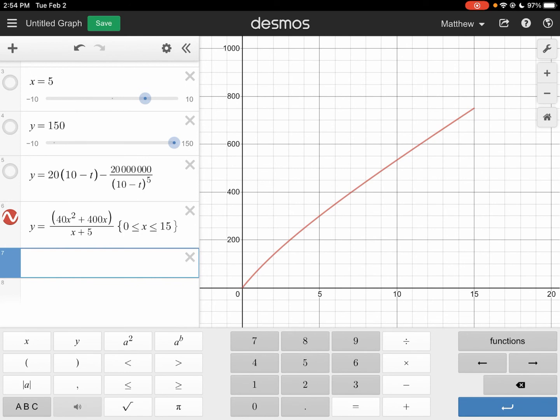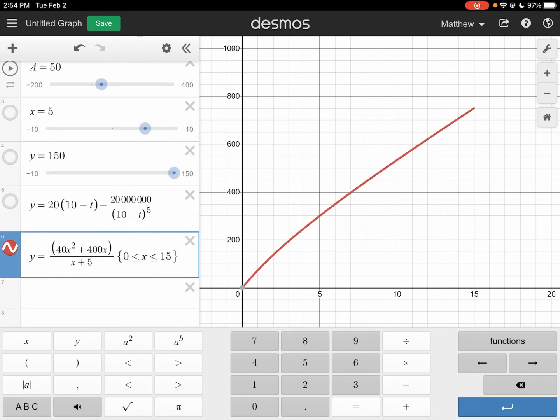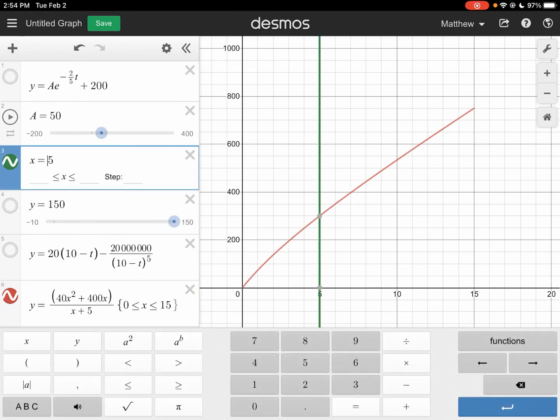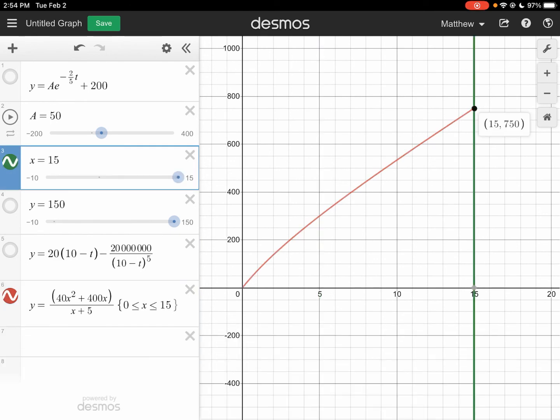But let's find out what, let me graph now x equals 15, so we can see where these intersect. There we go. So this tells us that after 15 minutes of this process, as soon as the tank fills up, there will be 750 grams of salt in this tank.